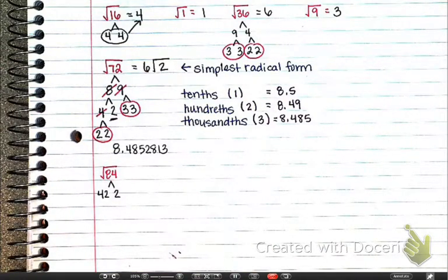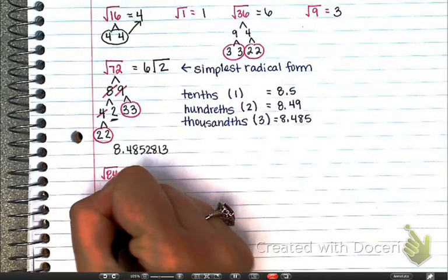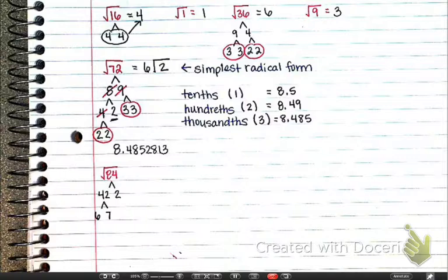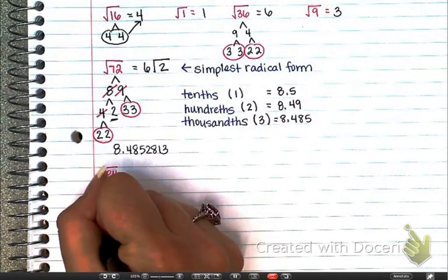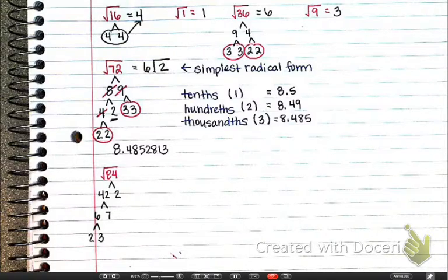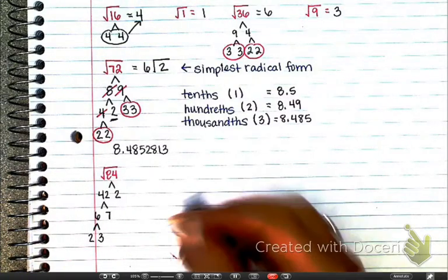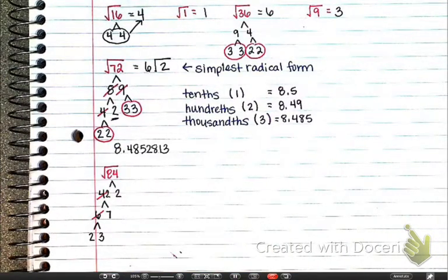I don't see any pairs, so I'm going to break down 42. What multiplies to 42? 6 and 7. Okay, still no pairs. Can I break down 7? No, because it's just 7 and 1, right? But I can break down 6 to 2 and 3. Now, before I look for pairs, what am I going to ignore? The 42 and the 6, right? Because I've already broken them down.